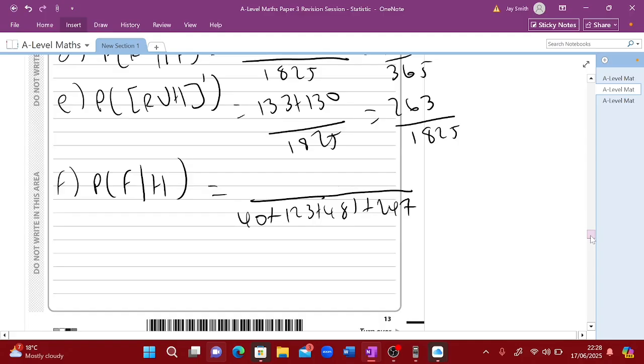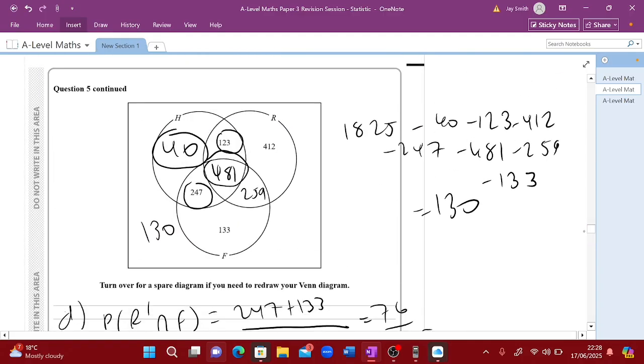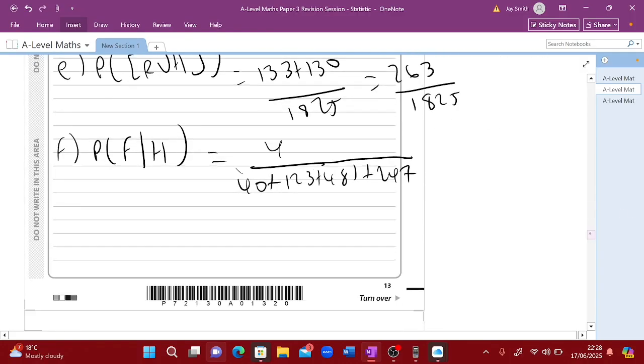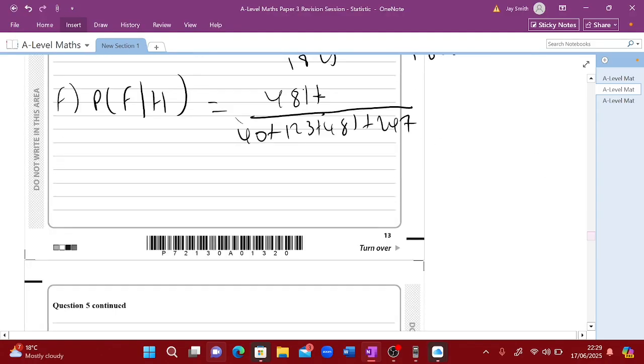Okay, so that's out of H, given H, but then we need F. So from these numbers that are circled, how many are also in F? And actually, it's going to be these two numbers left, right? These are overlapping with F. Okay, so the thing we want is then 481. Add 247.